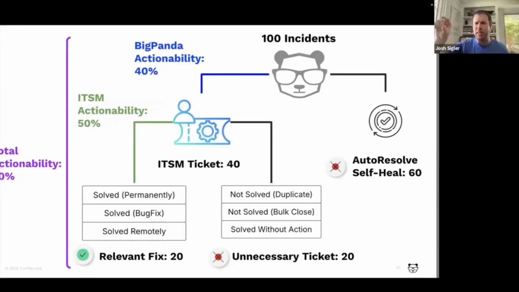I think I also missed the one on the right-hand side, the auto-resolve self-healed. So it does break out between, I had 40 that invoked an auto-share and opened the ticket, and 60 just sat in the BigPanda console. No one really did anything with them. They self-healed or auto-resolved at the very end. Now, this is where the actionability comes into play. We had a BigPanda 40%, ITSM 50% actionability, but we also had that 20% total actionability.